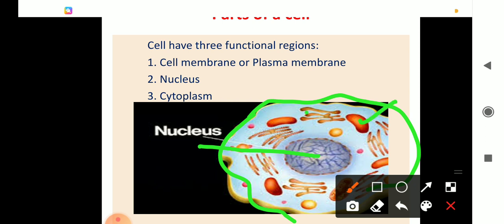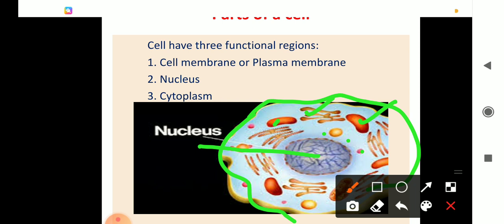Then these are the cell organelles, and this light blue part is called cytoplasm. This is a liquid part, right? And the whole cell is covered by a membrane that is called the plasma membrane or cell membrane, right? Okay. Now we will discuss one by one.